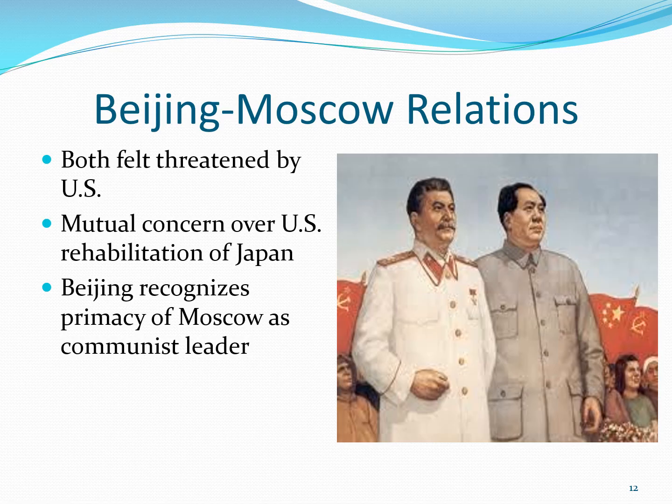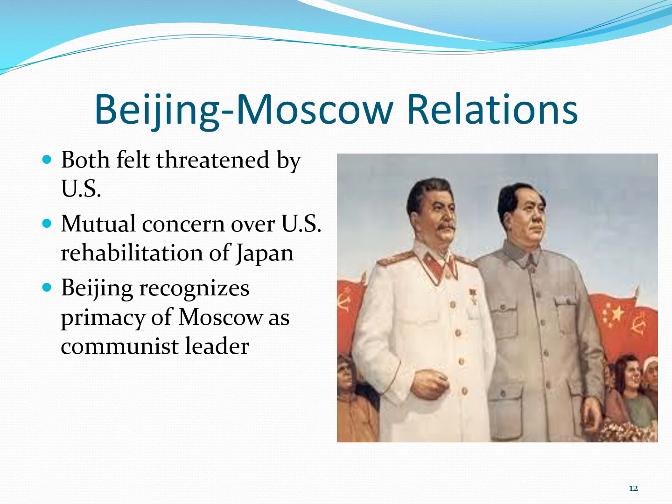The containment policy was basically having great success in Europe, containing the spread of communism. But it was not working in Asia because the United States took their eye off of Asia long enough for Mao to take over China. Now, this will create a mutual, anti-U.S. connection between the Soviet Union and Communist China. Beijing-Moscow partnership, if you will.